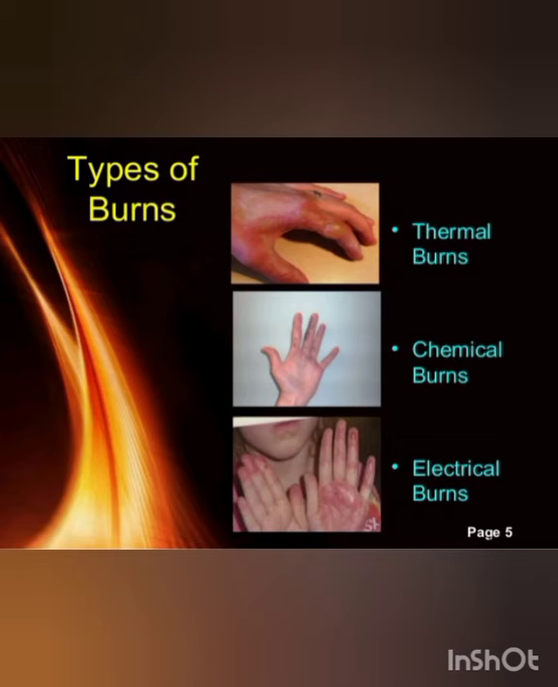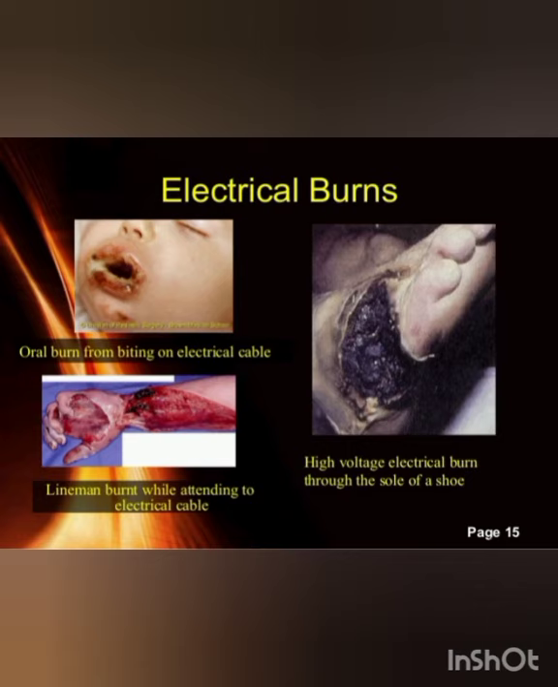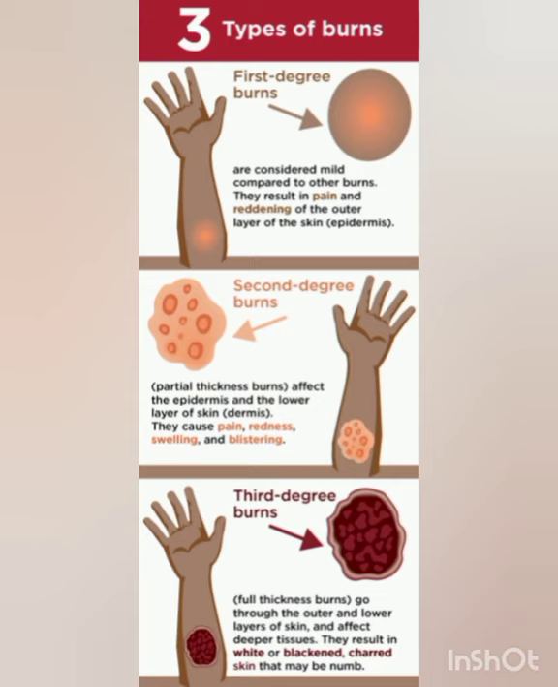So here in this picture we can see the thermal burns and chemical burns, and in the third picture it shows the electrical burns. So next is the electrical burns. It's a picture of an oral burn from biting on an electrical cable, a lineman burnt while attending to an electrical cable, and a high voltage electrical burn.